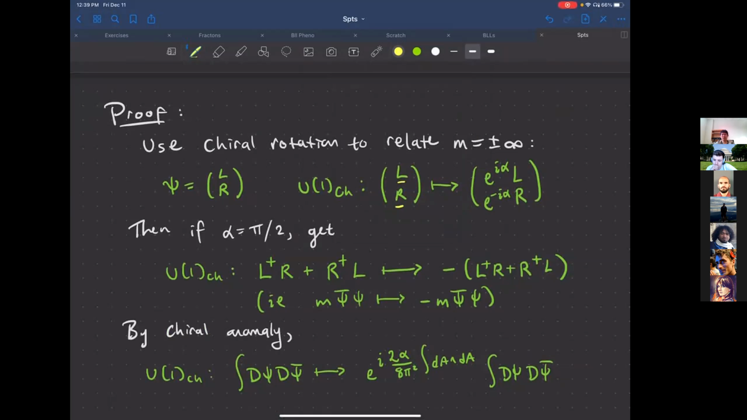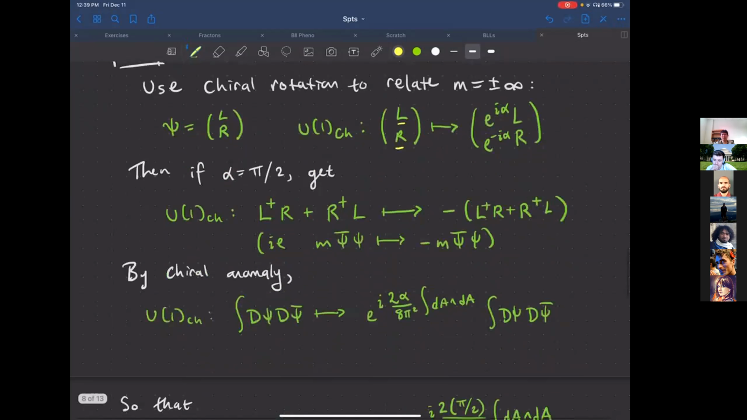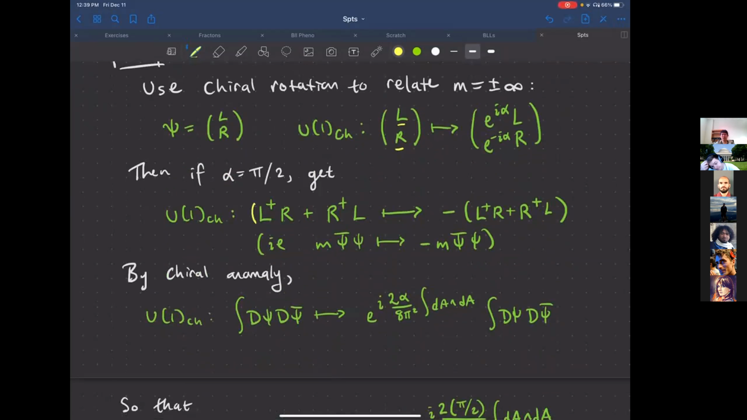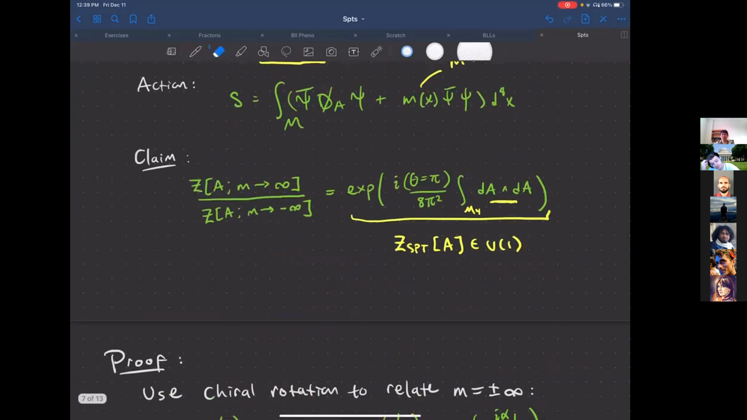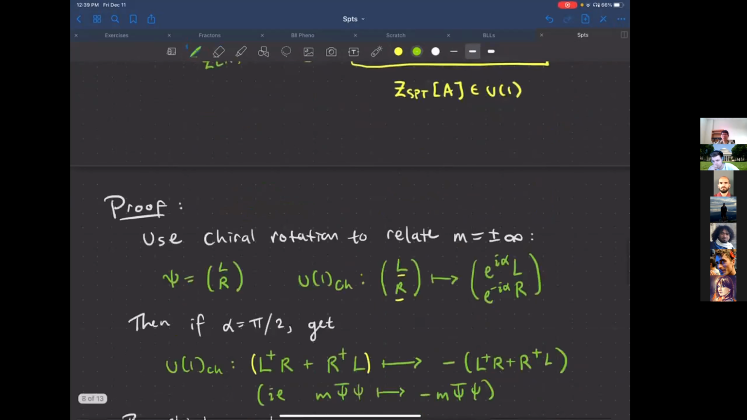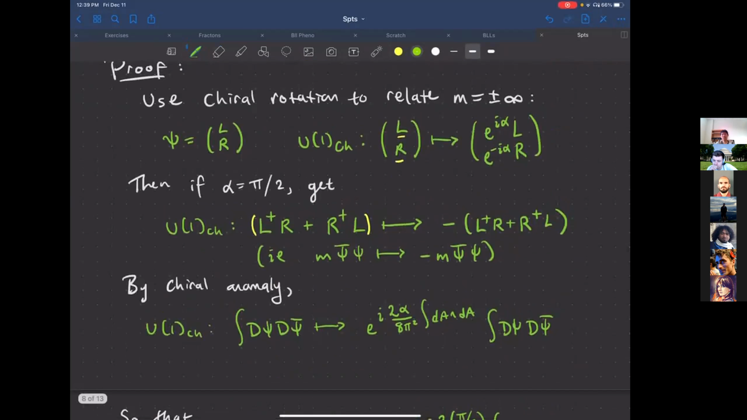Now you notice that when I do this, what happens to the mass term? So here's the mass term. Remember that a mass for fermions, for example in 4 dimensions, couples the left component of the fermion to the right component of the fermion, right? Because psi bar psi is like psi dagger, maybe sigma x, something like this, psi. So it couples the left and the right components, so it looks like this.